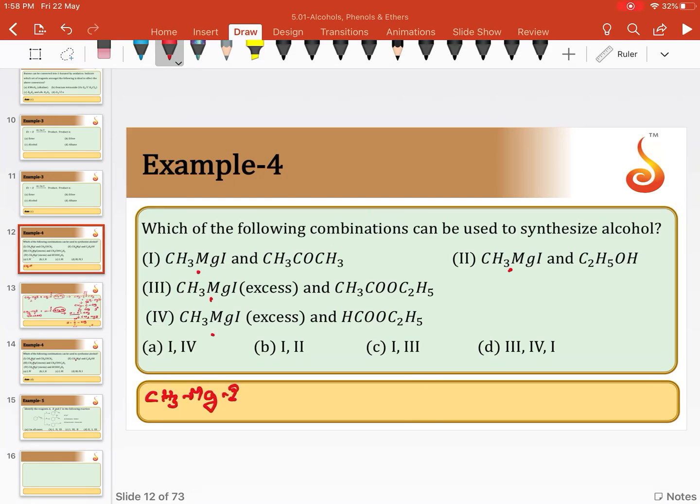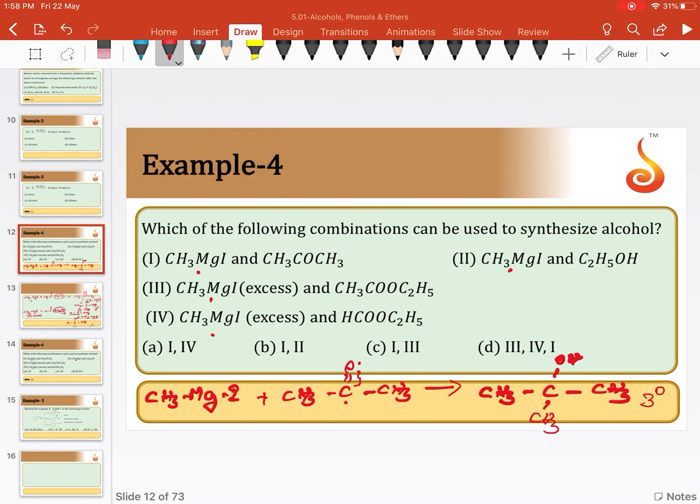CH3MgI is the Grignard's reagent given. Now it is treated with CH3 C double bond O CH3. The shortcut here is remove this double bond, put H here and R of Grignard's reagent here. So what will I get? CH3C OH, CH3 and R of Grignard's reagent is CH3. Means Grignard reagent reacts with ketone to form tertiary alcohol.